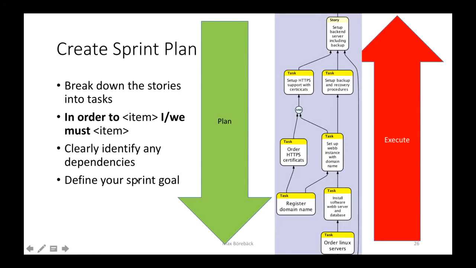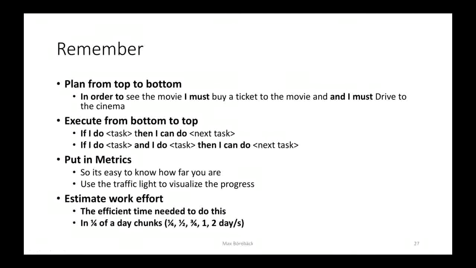And don't forget to define your sprint goal. So remember, plan from top to bottom. In order to see the movie, I must buy a ticket to the movie and I must drive to the cinema. And when you execute from bottom to top, you can read the execution plan by reading, if I do task and I do task, then I can do the next task. And put in the metrics. If you need, you can use a traffic light to visualize the progress.